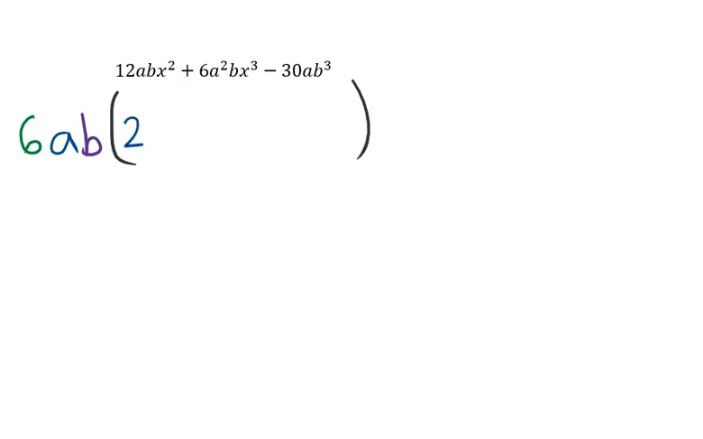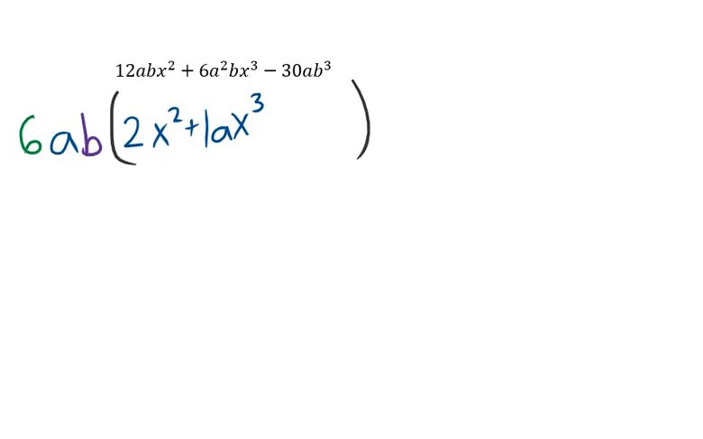12 divided by 6 is 2. A got factored out. B got factored out. I still have an x squared. 6 divided by 6 is positive 1. A squared divided by a, I'm still having a to the 1 in there. B divided by b, that got factored out. X cubed is still there.